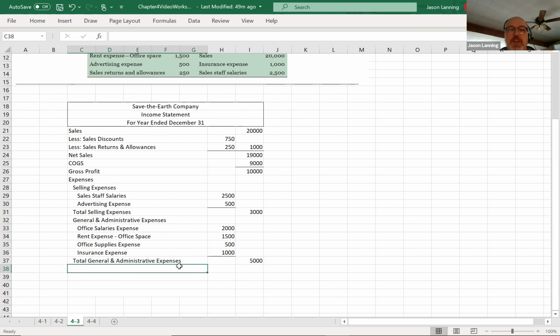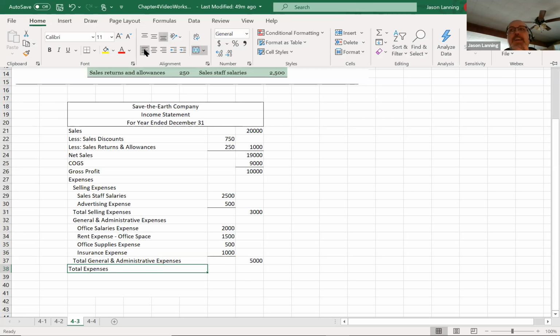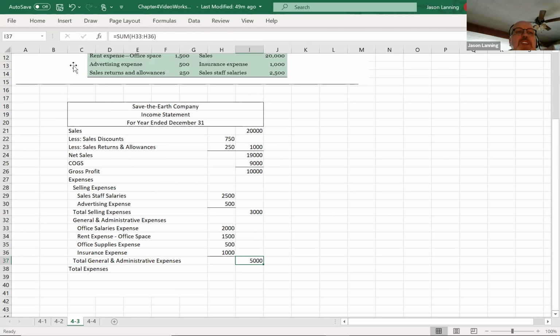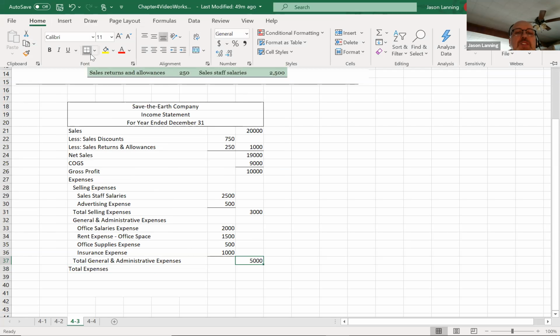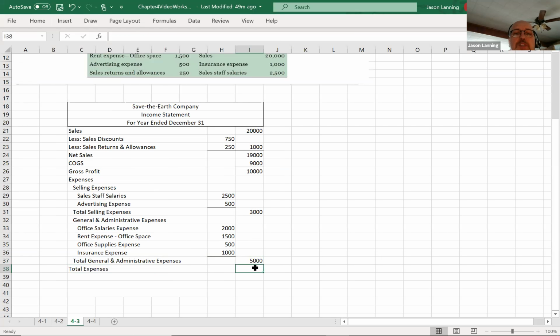Now we're going to go down here and put total expenses, because we're going to end up summing those. Align that to the left. If we look at it, our expenses for selling were 3,000, and for general and administrative, they were 5,000. So our total expenses are 3,000 plus 5,000, which means we have 8,000 in total expenses.